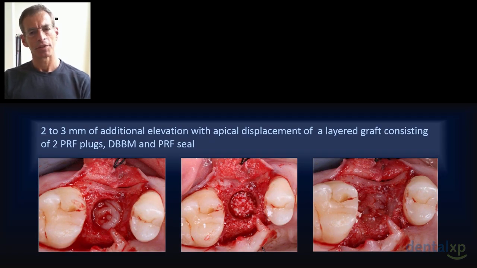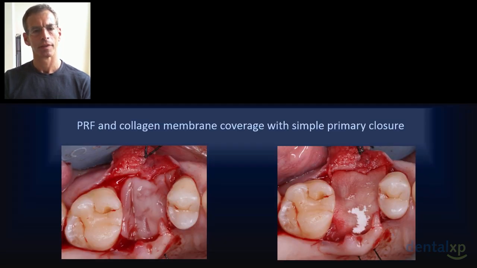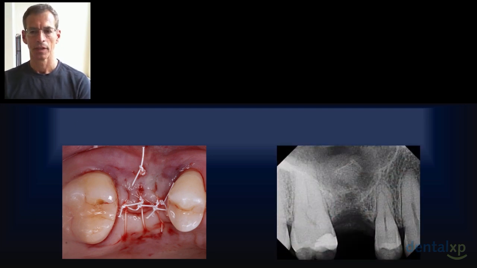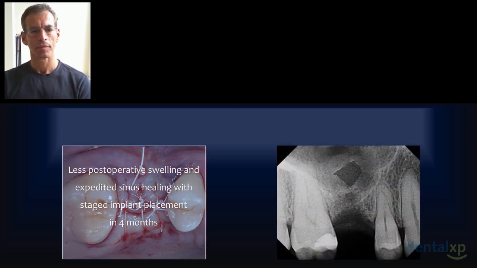For 2 to 3 millimeters of additional elevation with apical displacement, I will apically displace a layered graft consisting of 2 PRF plugs, bovine bone mineral, and then a seal with platelet-rich fibrin. I then place a PRF in collagen membrane, simple primary closure, no vertical incisions, controlled core displacement. I have less postoperative swelling and expedited sinus healing with staged implant placement in 4 months.